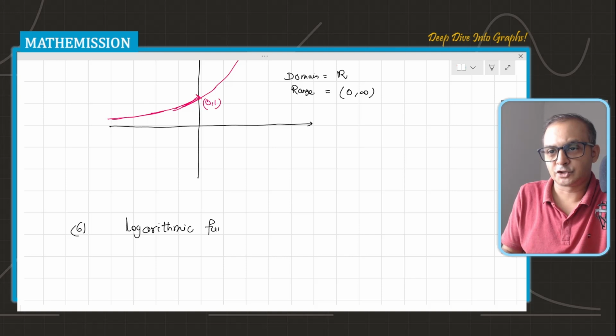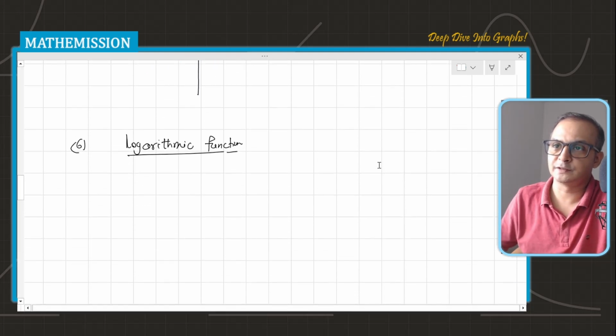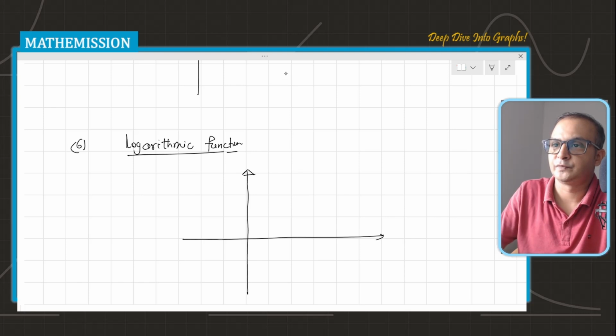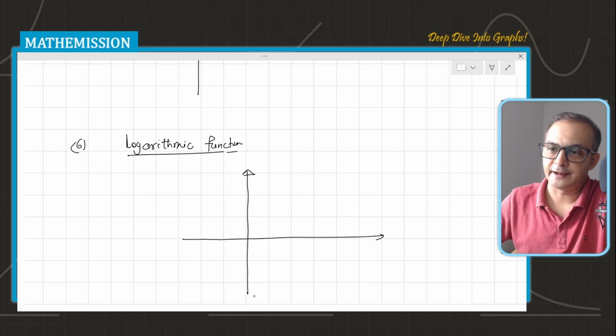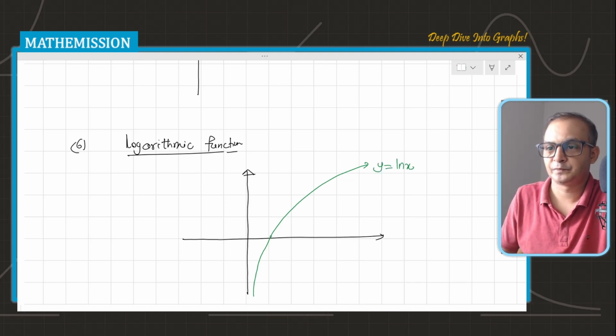So for the logarithmic function, if you have learned the function chapter well, you know that the logarithmic function is the inverse of the exponential function. A logarithmic function, I mean to say the base is e only, and this graph will look like this. This is y is equal to ln x.